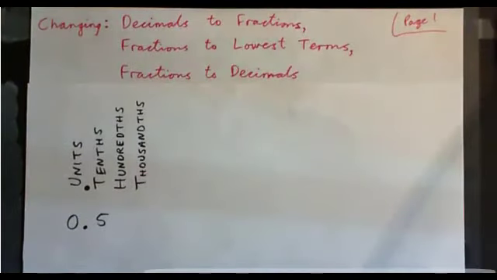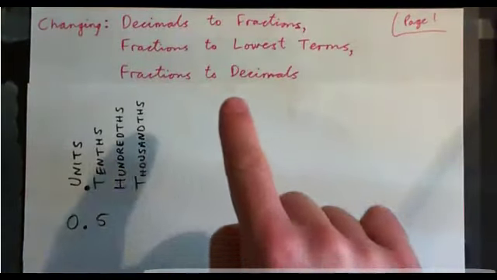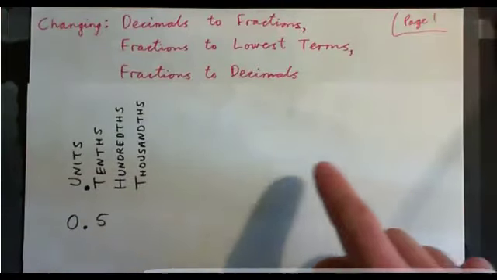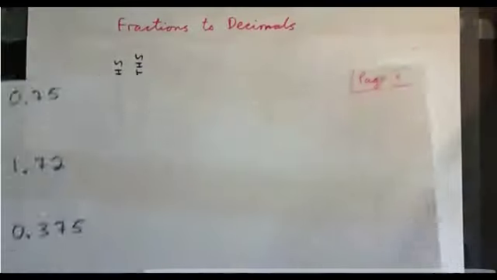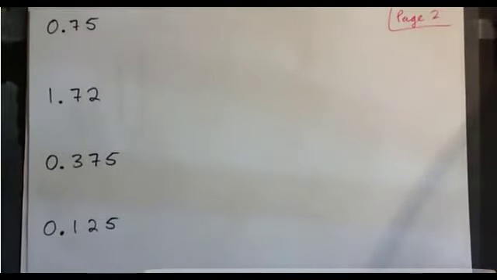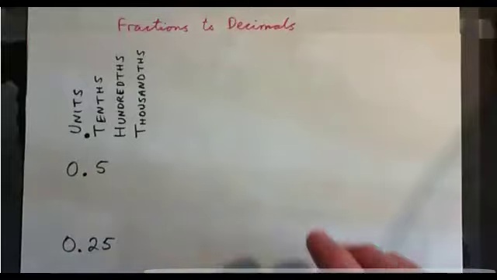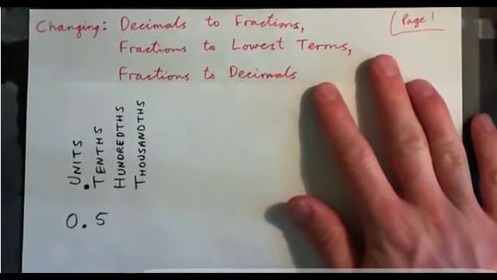Okay, in this video we're going to be changing decimals to fractions, then fractions to lowest terms, and then fractions to decimals. This is page 1, and we'll do these two examples, and then on page 2 we'll do these examples here. Okay, so let's begin with 0.5.